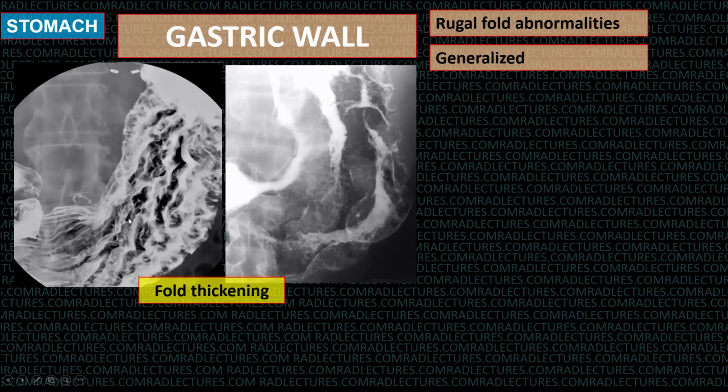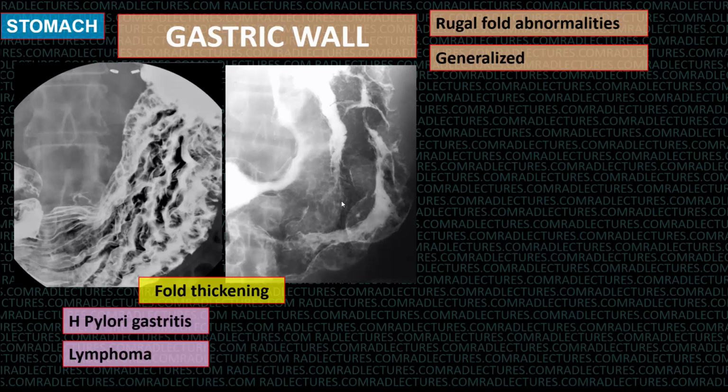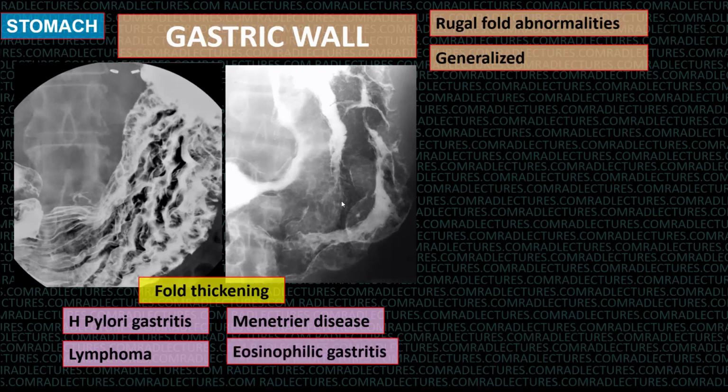There should not be so many folds in the antrum. And in this case, the folds are markedly thickened, and these cases of fold thickening can be because of H. pylori gastritis. They can be because of lymphoma, Menetrier's disease, or eosinophilic gastritis.